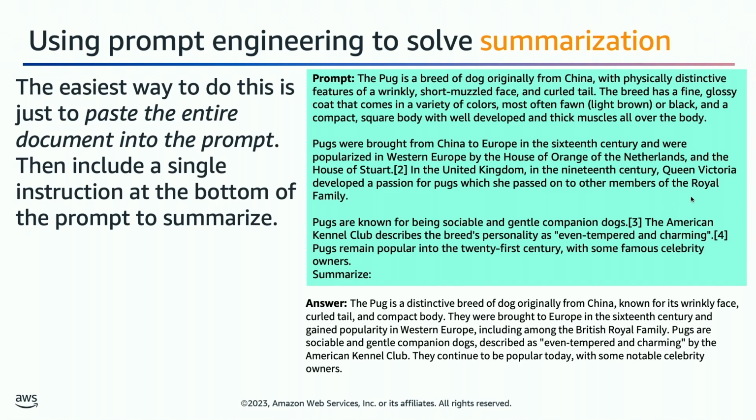Yes. It's interesting because here it's summarizing, obviously, British royal family, because in the prompt, we said United Kingdom, Queen Victoria, which she passed on to other members of the royal family, and then here clearly it's summarizing. So it's summarizing by saying the British royal family, whereas the word British actually didn't even appear in the prompt.